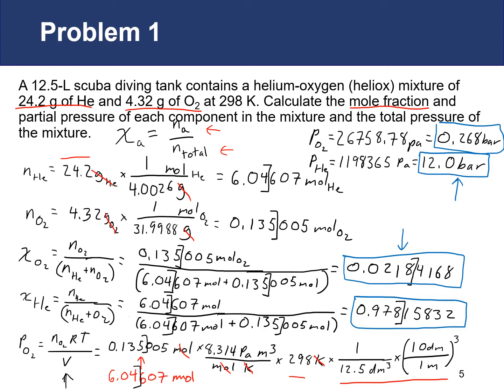The total pressure would be the sum of our two partial pressures. And so that would end up giving us, when we add these two together, we would get 12.3 would be our end answer for our total pressure. Right, so this would be all of our values.